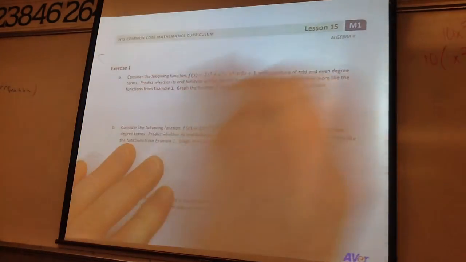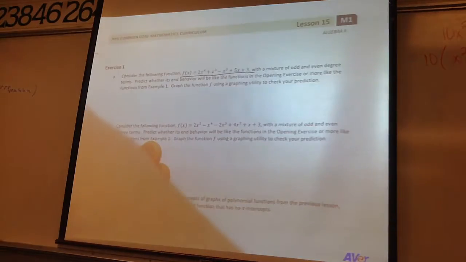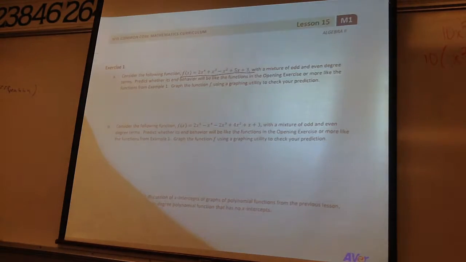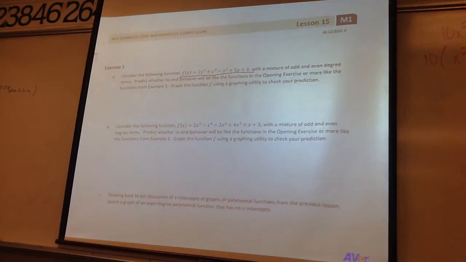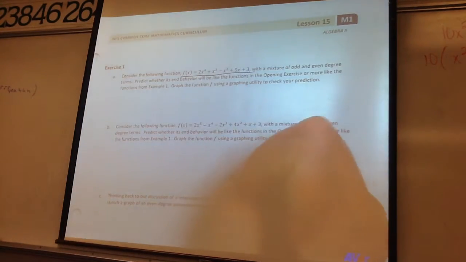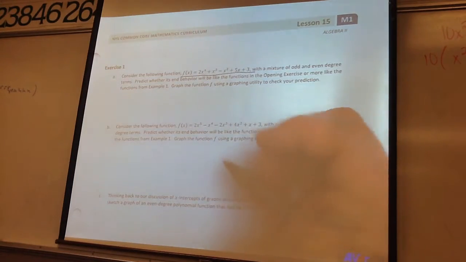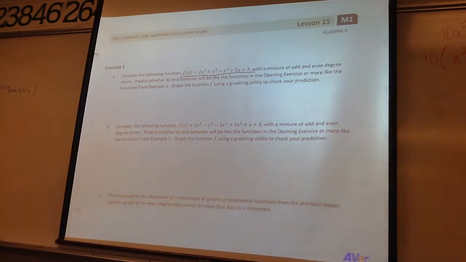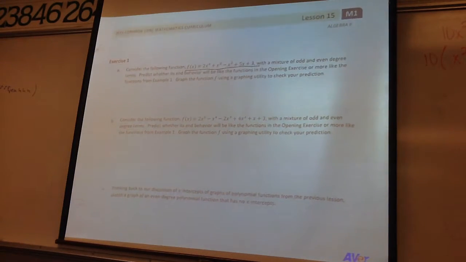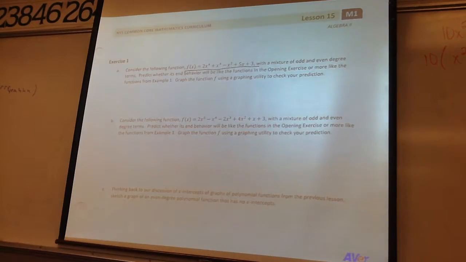Consider the following function. With a mixture of odd and even degree terms, predict whether its end behavior will be like the functions in the opening exercise or more like the functions from example 1. I don't know what that means. Basically, what would the end behavior of this be? What's the shape at the ends? What happens at the ends? You know what I mean by at the ends? I don't know.